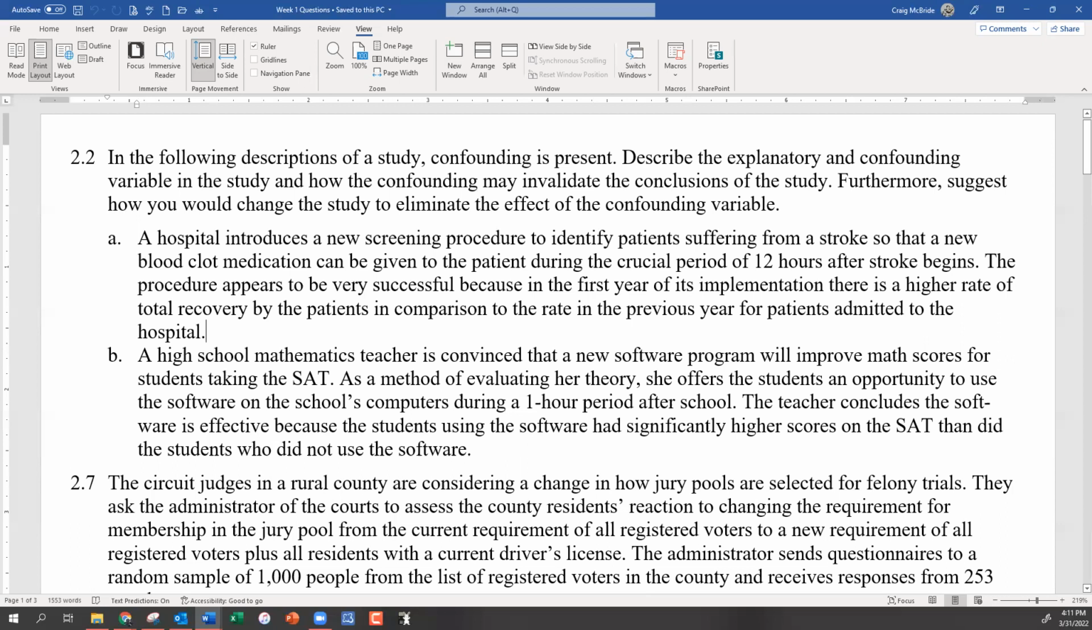So this whole new procedure itself is a confounding variable because they're comparing recovery rates to the patients last year. Well, crap, everything's changed since last year. You could have totally different doctors. You could have totally different nurses. You could have bought better equipment. Your population of patients could have changed drastically, right? So, I mean, the whole thing is just crap from the ground up.